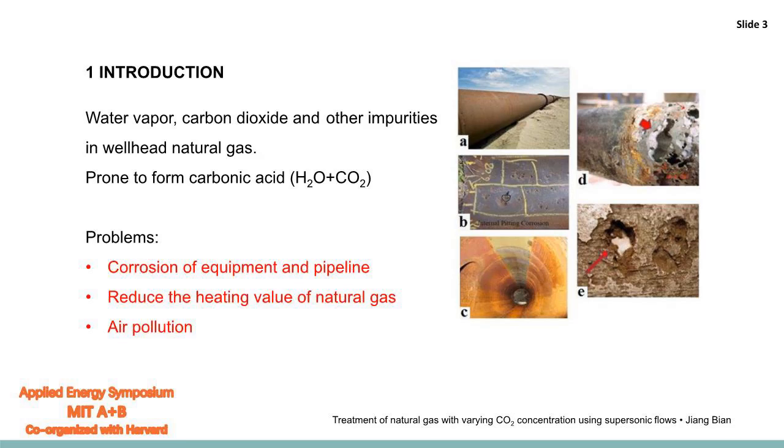As we all know, most of the natural gas contains excess CO2. The existence of CO2 can cause serious corrosion to equipment and pipeline, reduce the heating value of natural gas, and even cause serious environmental problems. Therefore, it is necessary to separate the CO2 from the natural gas.